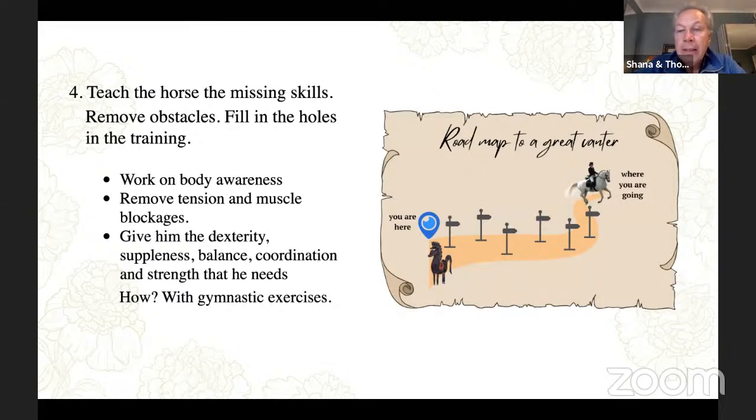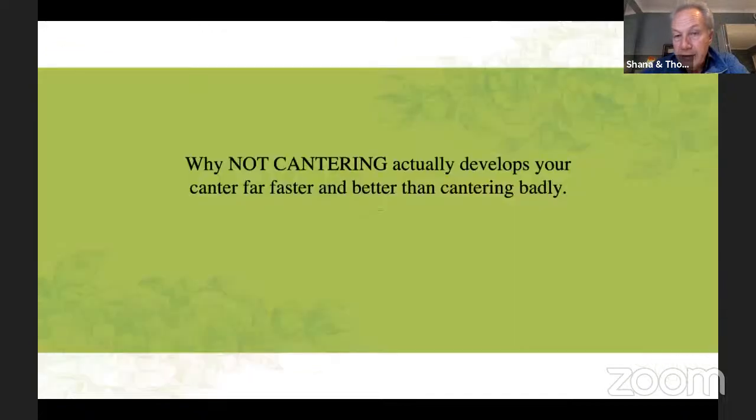And then when he's got better body awareness, and he's balanced and straight and so on and supple, then he can develop strength in the right muscles that are productive in moving under the rider. And yeah, we use gymnastic exercises a lot for that.